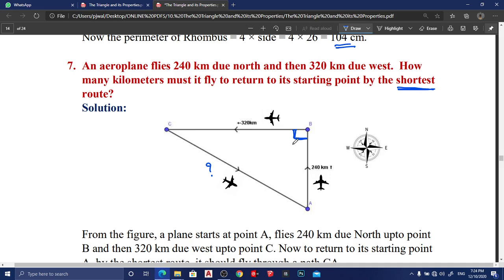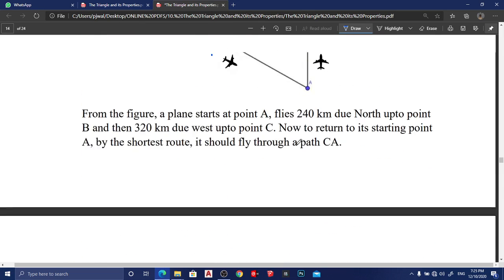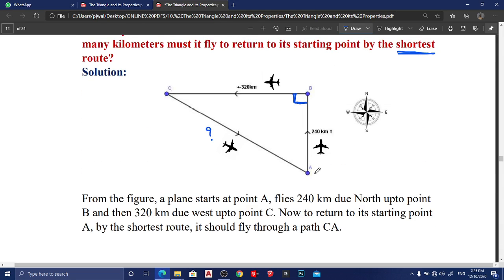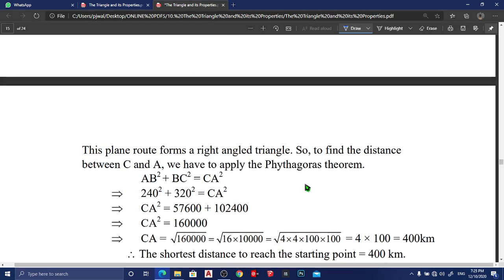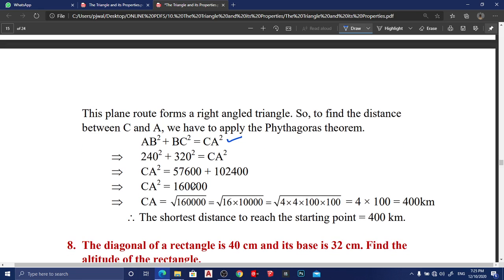By applying the Pythagorean theorem, here we are taking them as A, B, C sides. So AB square plus BC square is equal to CA square. What is AB here? 240 square plus 320 square is CA square. Now CA square you have to find out, take it on the left side. So 57,600 plus 1,02,400. By adding you will get 1,60,000.